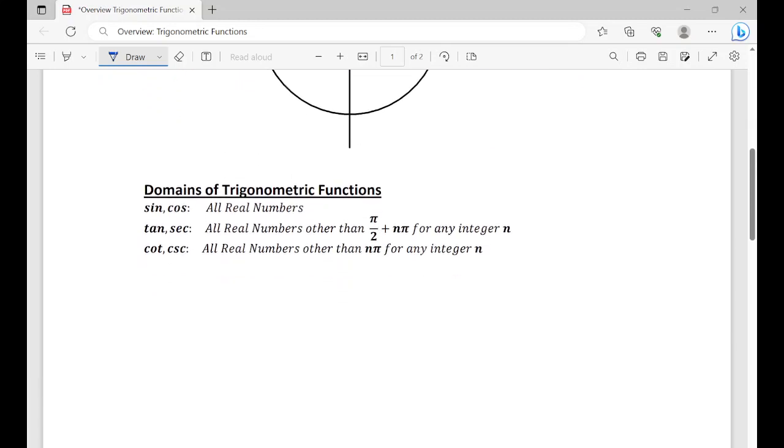So the domain of trig functions are as follows. Sine and cosine are all real numbers. Tangent and secant are all real numbers as well, other than at pi over 2 plus n pi for any integer n. This is where vertical asymptotes exist. So before we had not equal to, that is where vertical asymptotes will exist at every pi over 2 plus n pi for tangent and secant. For cotangent and cosecant, it's again all real numbers other than at n pi for any integer n. Again, these are where vertical asymptotes exist for these two functions.